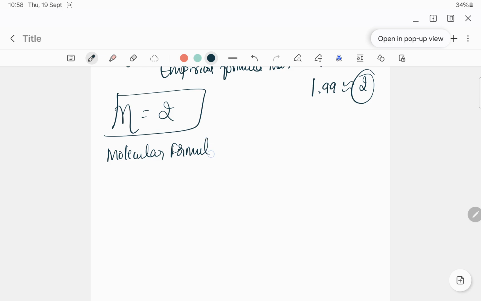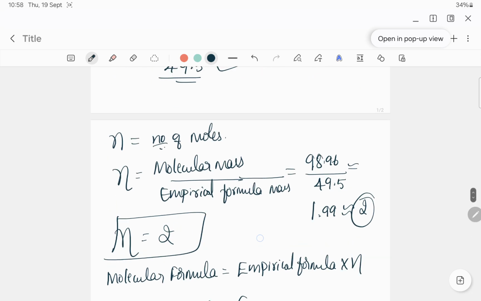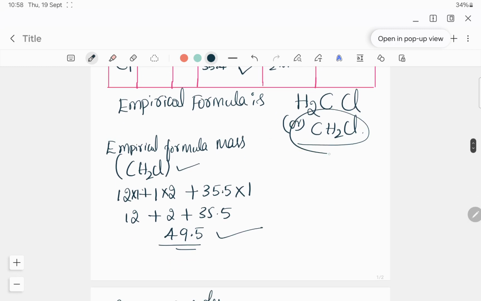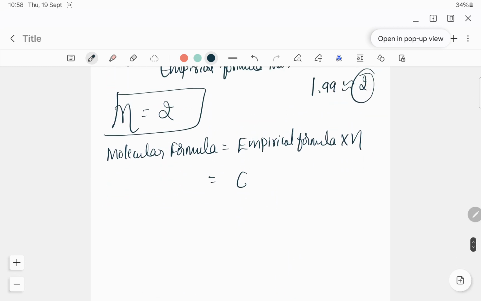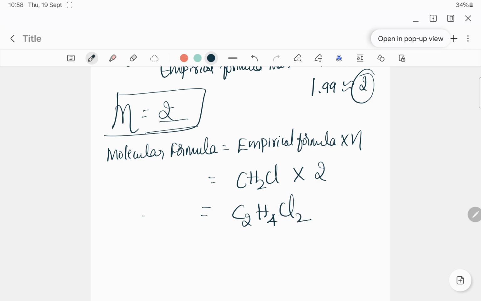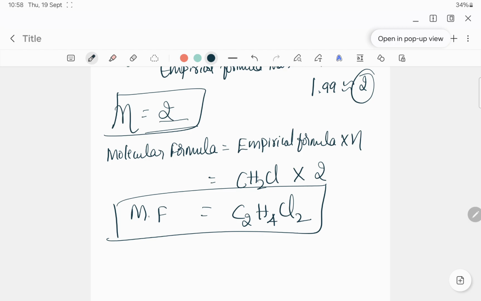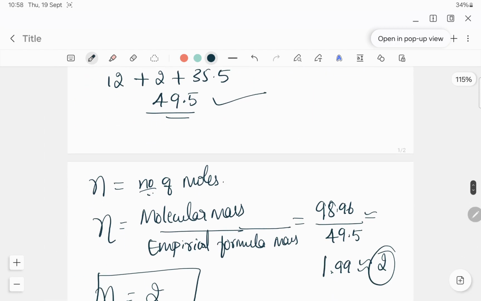What is the molecular formula? How do we calculate it? Molecular formula is equal to empirical formula into N. What is the empirical formula? We got it right here, CH2Cl. Write it here, CH2Cl, into N. What is the N value we get here? 2. Then multiply, you will get C2H4Cl2. This is the molecular formula of the given compound. This is how we need to calculate the problem.